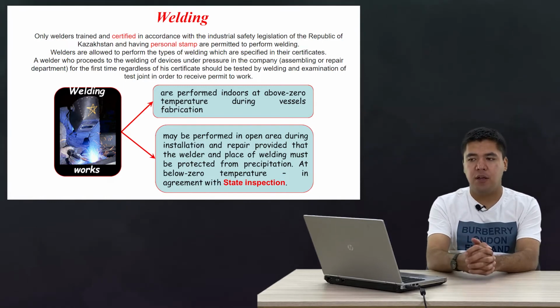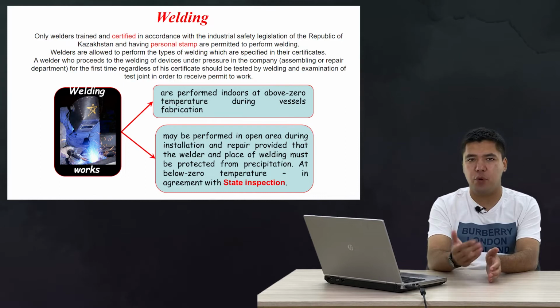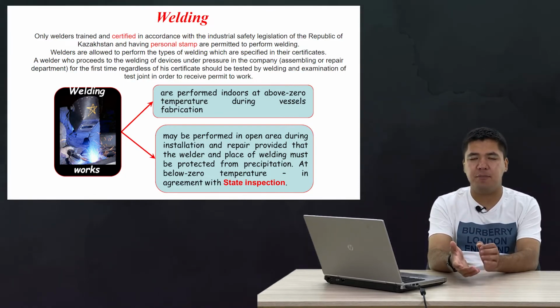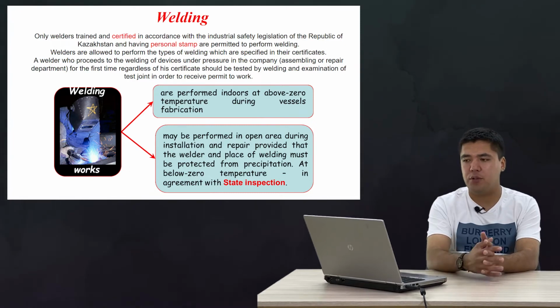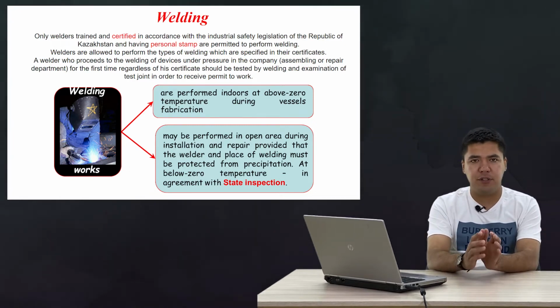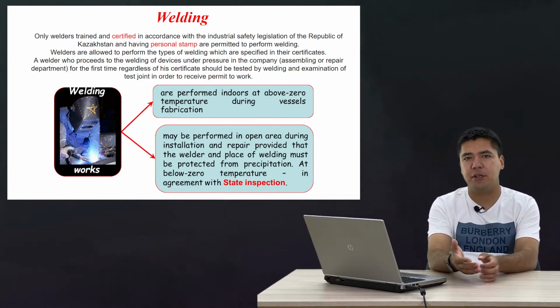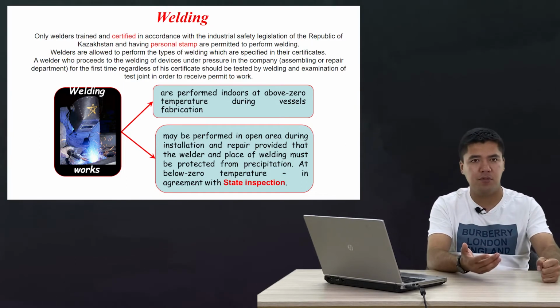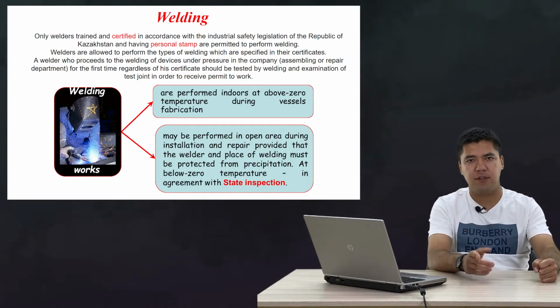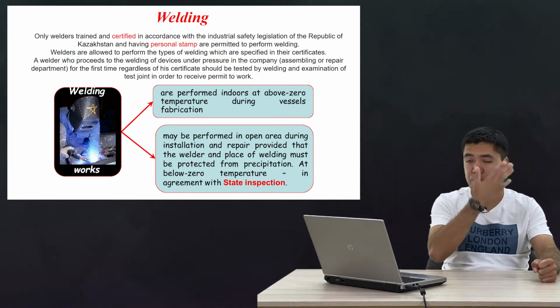Also, in that certificate shall be shown the ways or types of welding that can be performed by the welder. And also, after passing the exam, each welder must have their own personal stamp. So you may ask, what is a stamp? It's not a stamp like on papers. It's not a signature, but it looks like a signature. It is similar to the signature of each person.